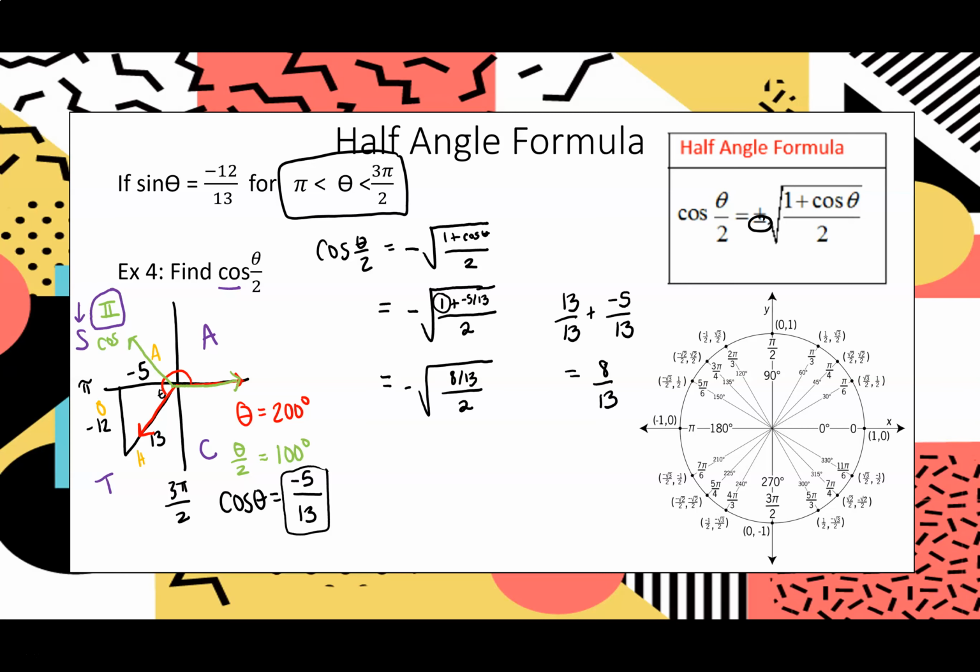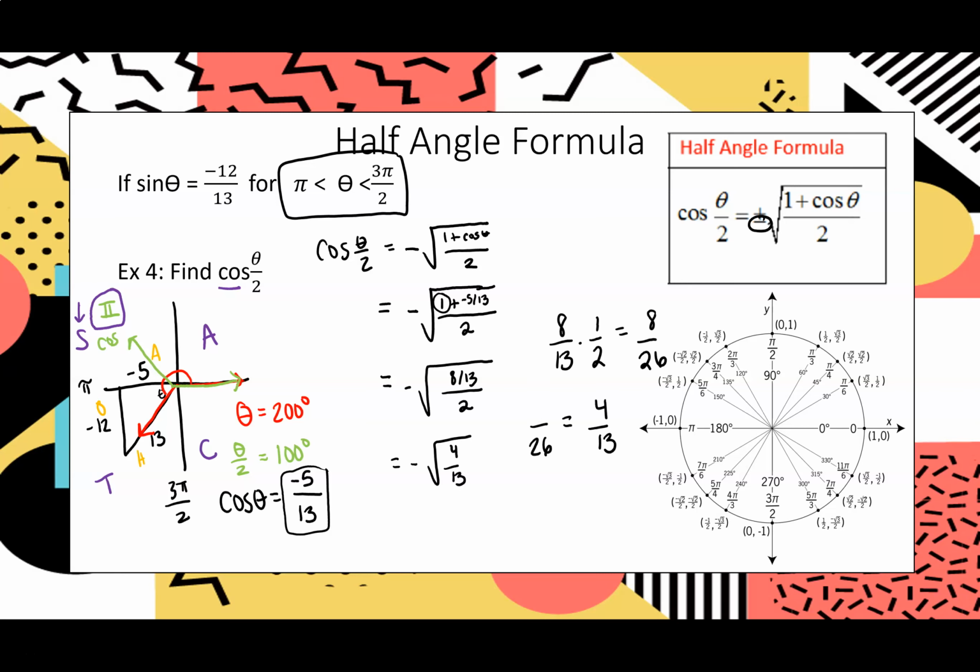All right, what is 8 over 13 divided by 2? Well, that's the same thing as multiplying by a half. So that's 8 over 13 times a half. Multiply across and you get 8 over 26. Okay, what does 8 over 26 reduce to? It looks like I can divide both of those things by 2. And 8 over 26, dividing both by 2, I get 4 over 13. All right, so this gives me equal to negative square root of 4 over 13.